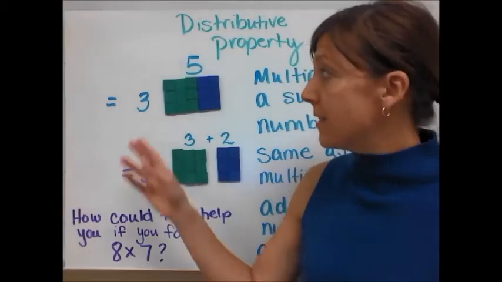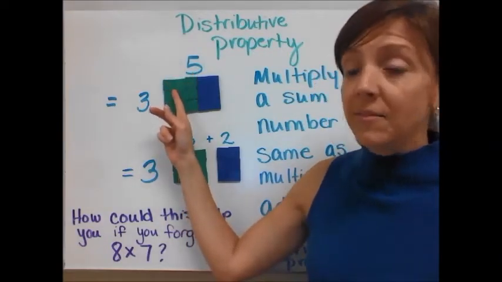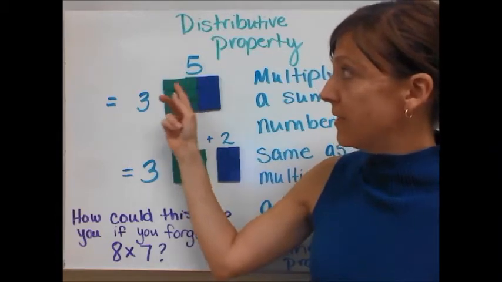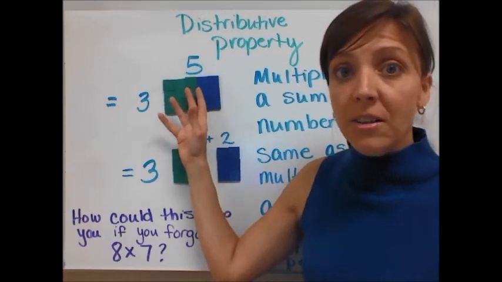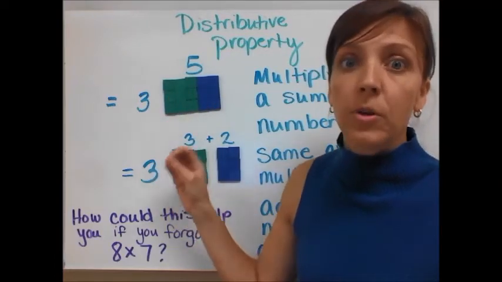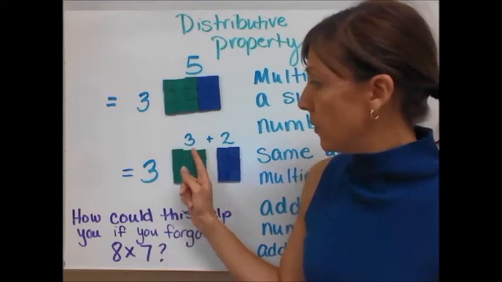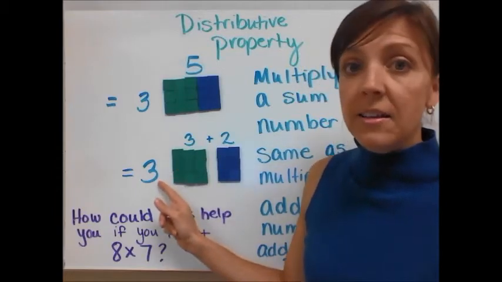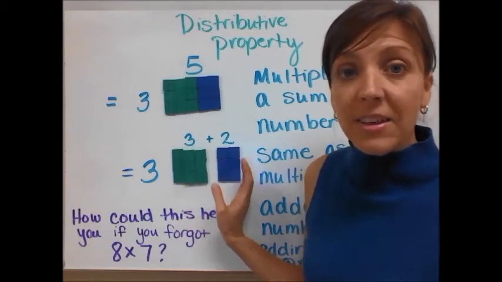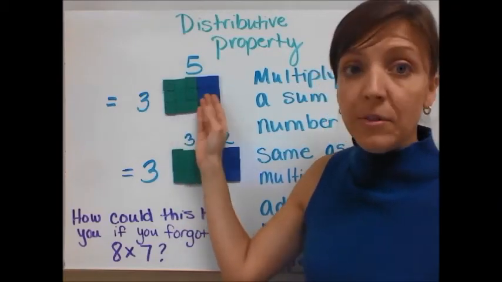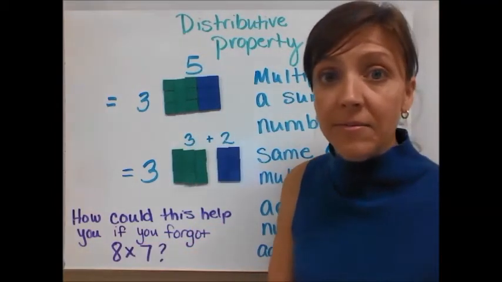Distributive property says that I could take numbers like 3 times 5, which equals 15. Here's a height of 3, a base of 5, and I have an area of 15, and I can break it apart into smaller, more manageable, easier parts. For instance, 3 times 3 equals 9, and 3 times 2 equals 6. And I can take 9 and 6 and add them together to get 15, which is the same as 3 times 5. How could this help you if you forgot 8 times 7?